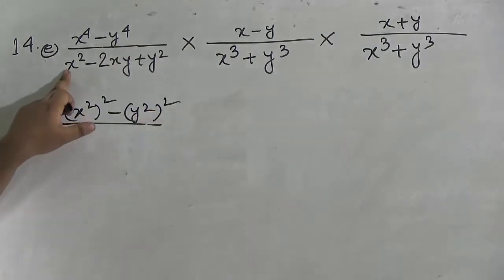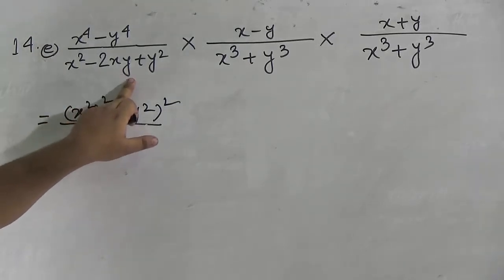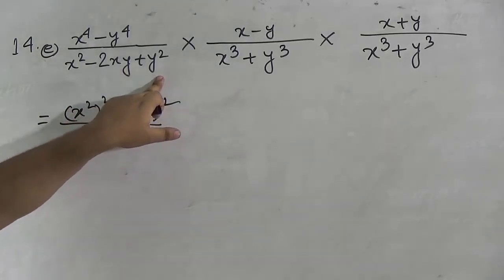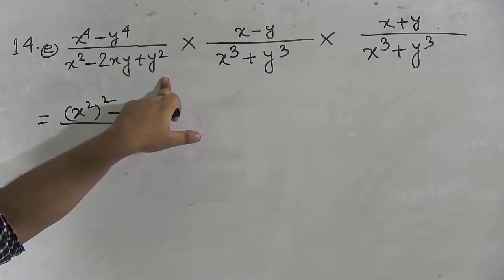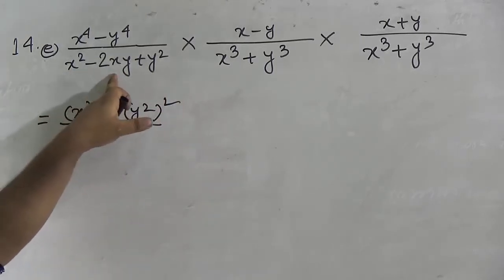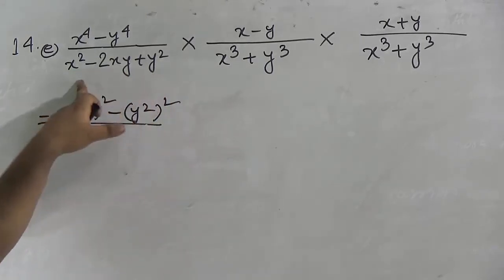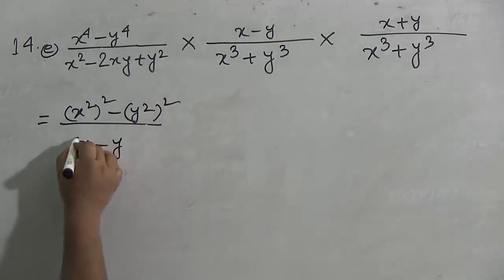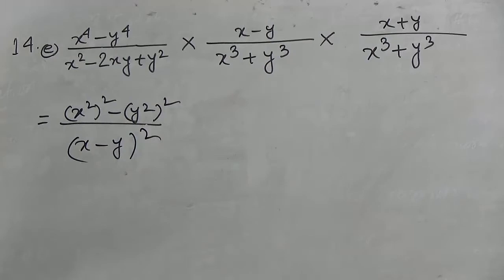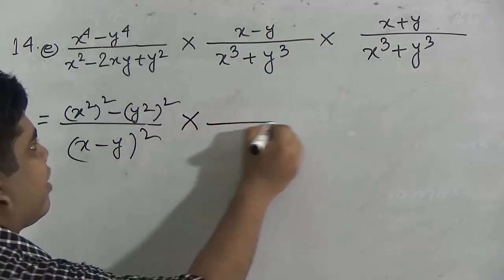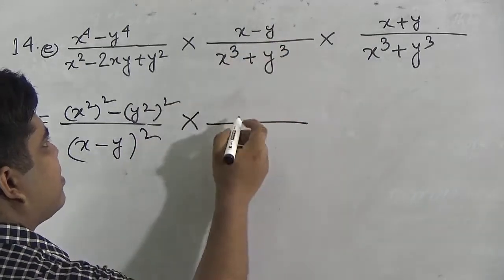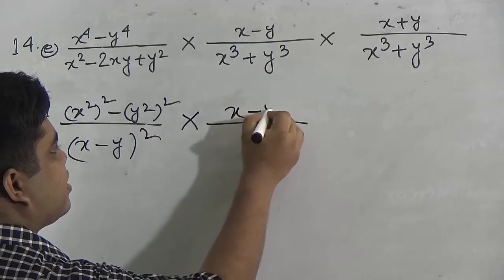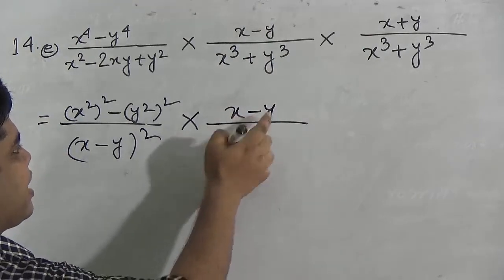Then x square minus 2xy plus y square. This is the formula of x minus y whole square. So we write this expression as x minus y whole square. Then this multiplying sign is here. After that, x minus y, we cannot resolve it, so it will remain as it is, that means x minus y.